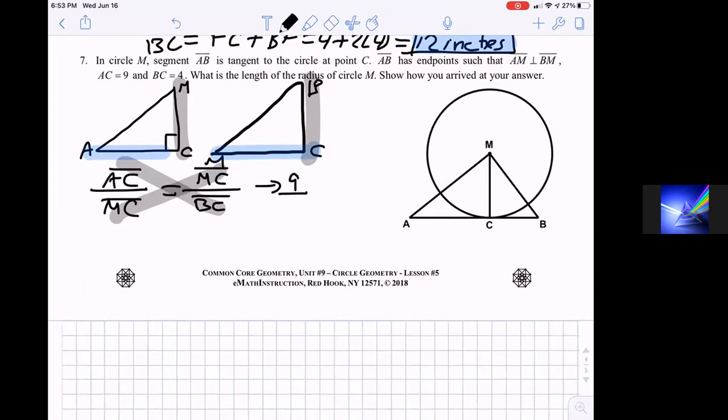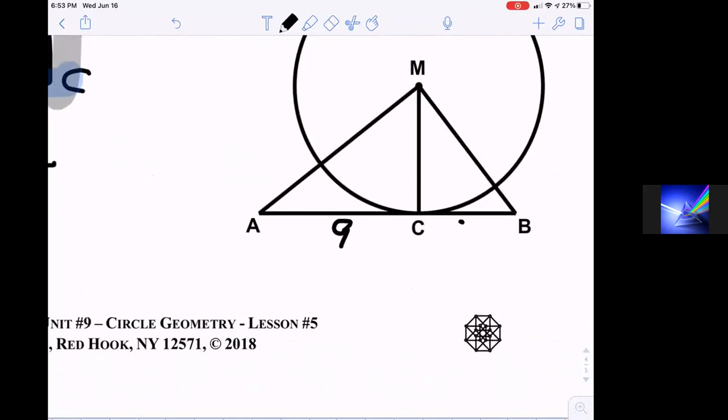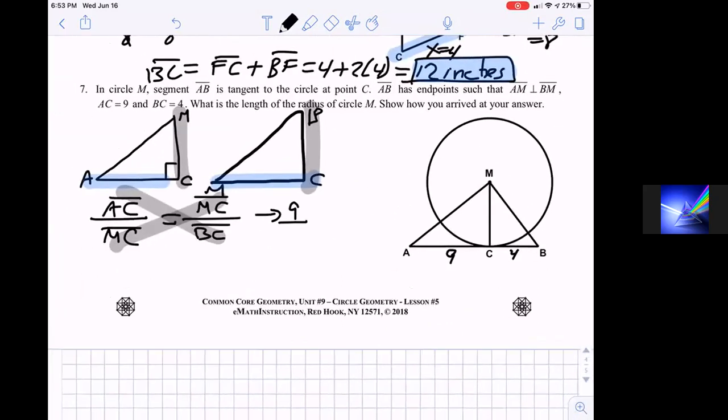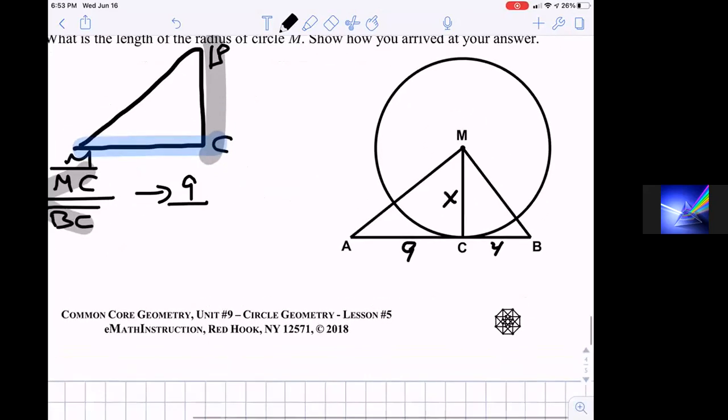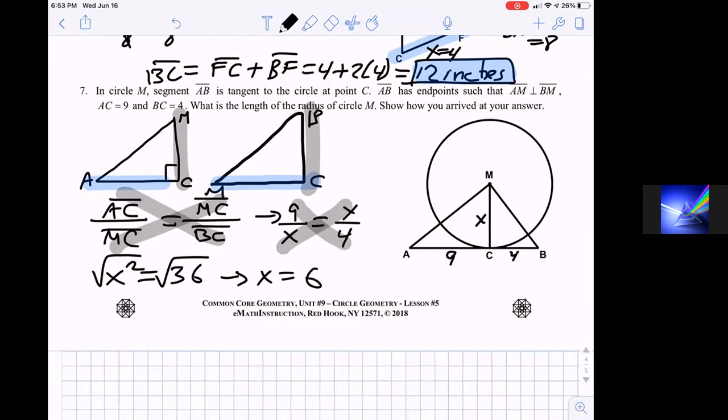Let me see. So we know AC is 9. We know that BC is 4. And that's all we know at this point. Okay, so I'm going to call the missing side MC just X. So 9 is to X as X is to 4. And again, if I take my cross products, I get X times X, or X squared, equals 9 times 4, or 36. Square root both sides. Do not worry about plus or minus because you can't have a negative distance. And X equals 6.